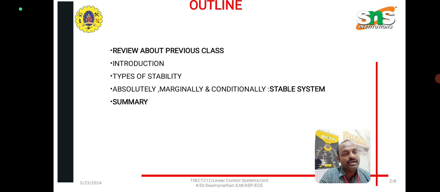You just make the denominator equal to 0, and if the poles are on the left hand side, then the system is stable. Next, if the poles are positioned on the right hand side of the plane, then it is called instability of the system. This is the introduction about the stability. And next, what are the types of stability? The types are absolutely, marginally and conditionally stable systems.